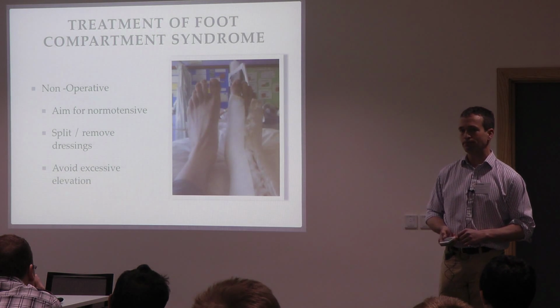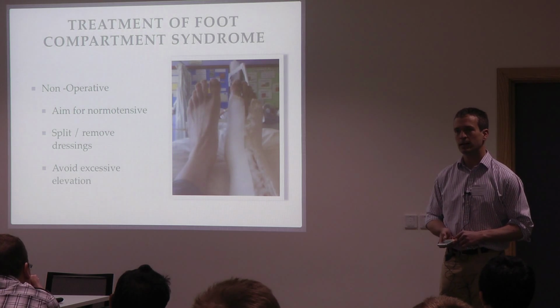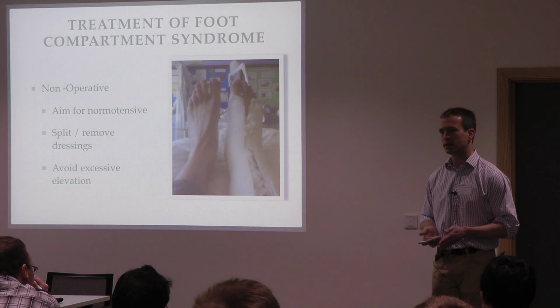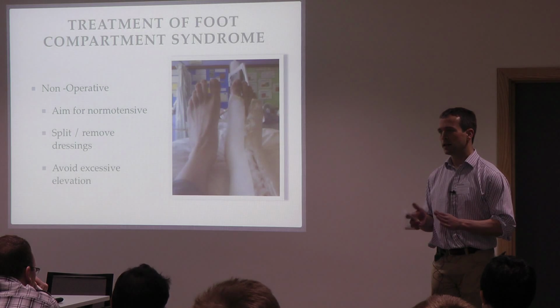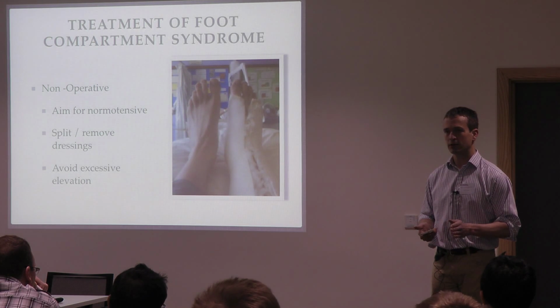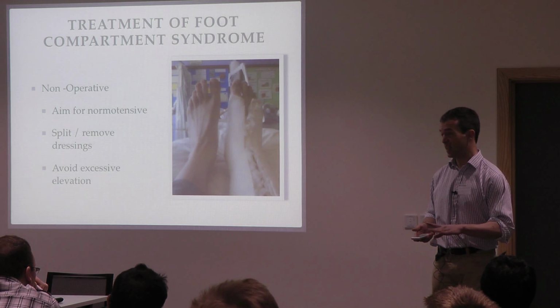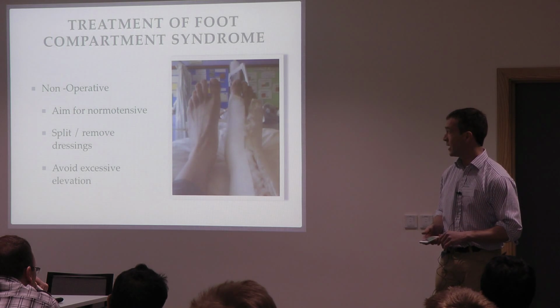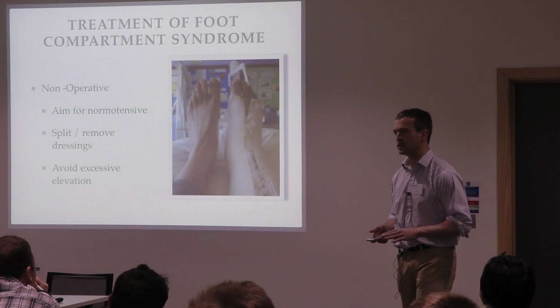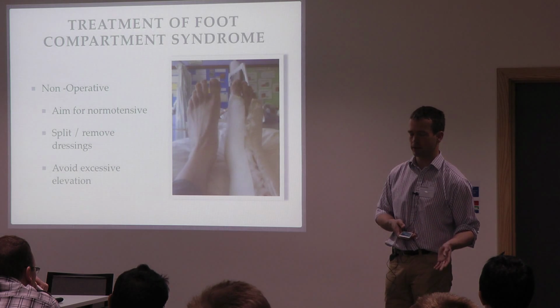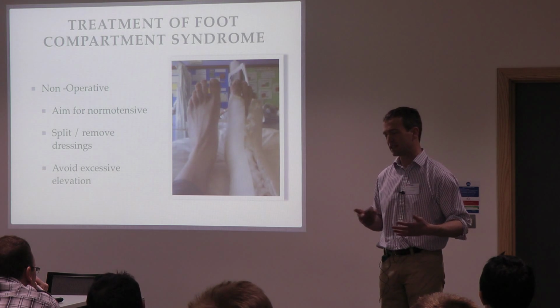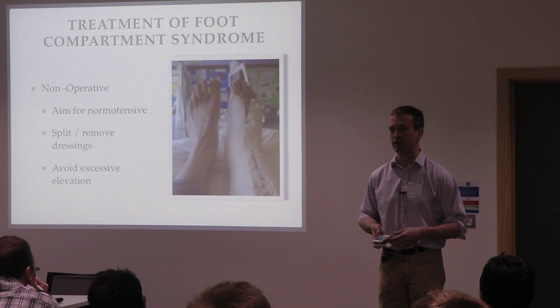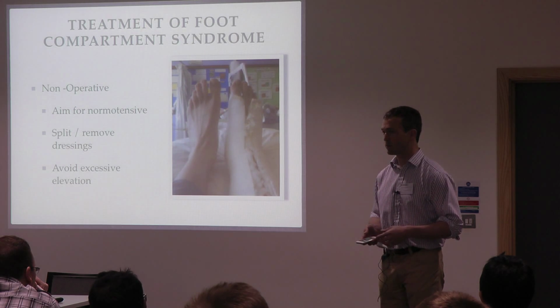So how do you treat it? Well, first and foremost, because you've usually got the patient in a cast, again, you know this, it's not immediately straight to theatre. Try the simple things first. Be thinking about theatre, but try the simple things. Try to make sure they're normotensive, not massively hypotensive. Make sure they've got acceptable pain relief, but don't rely on opiates to get rid of all their pain. Split and remove the dressings.